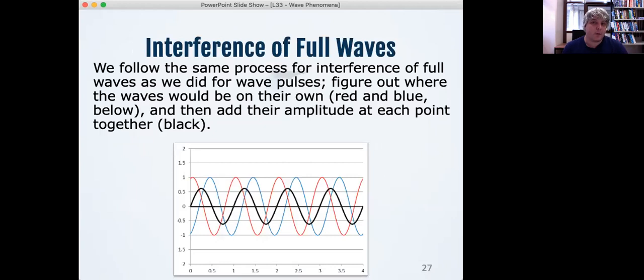Of course, it works with full waves, not just pulses. For a full wave, though, it's more complicated mathematically because you have to do that addition everywhere along the wave. You can't just now look at the little pulse and add them together. You've now got to go through and add it together everywhere. But again, it's the exact same process. It's just more mathematically demanding. You just go along and you add them all up.